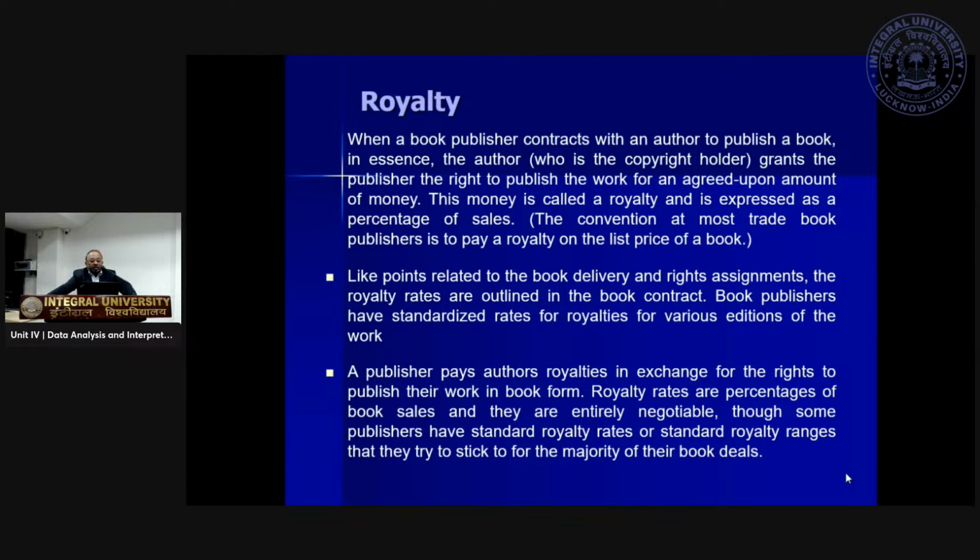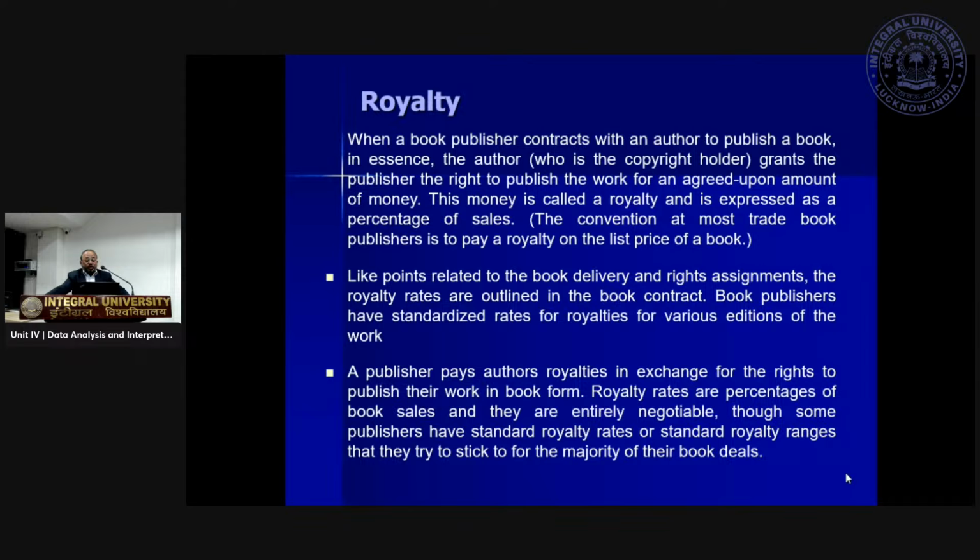So royalty is given according to the number of books that have been sold, an agreed percentage of the amount which will be transferred to the original author or different authors who are there. For example, the first author will get 5%, another author will get 2.5%, and the third author 1%. It is being agreed in the royalty form or a copyright form.